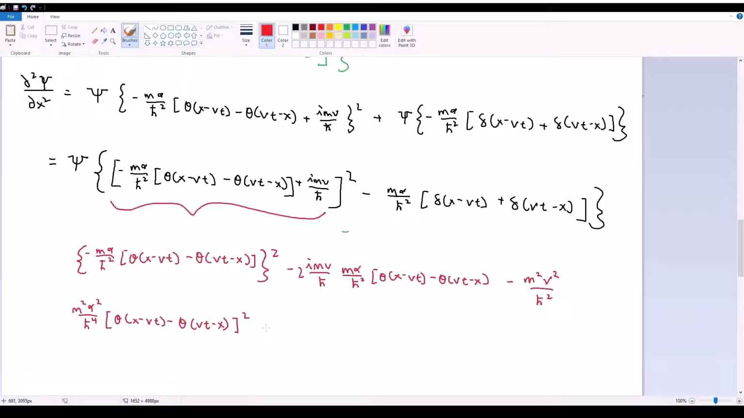And then this is going to give us over here, let's see, minus 2i m squared alpha v over h bar cubed, I believe, multiplied by theta of x minus vt minus theta of vt minus x. I keep forgetting to cap off the bracket, my apologies. And then finally, minus m squared v squared over h bar squared.